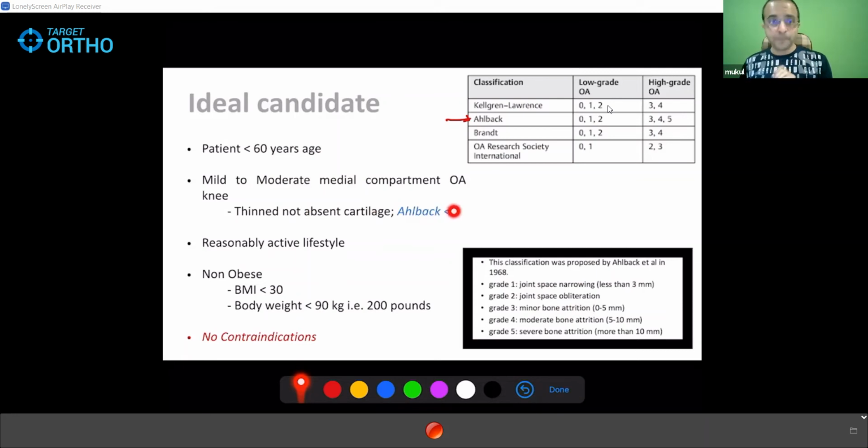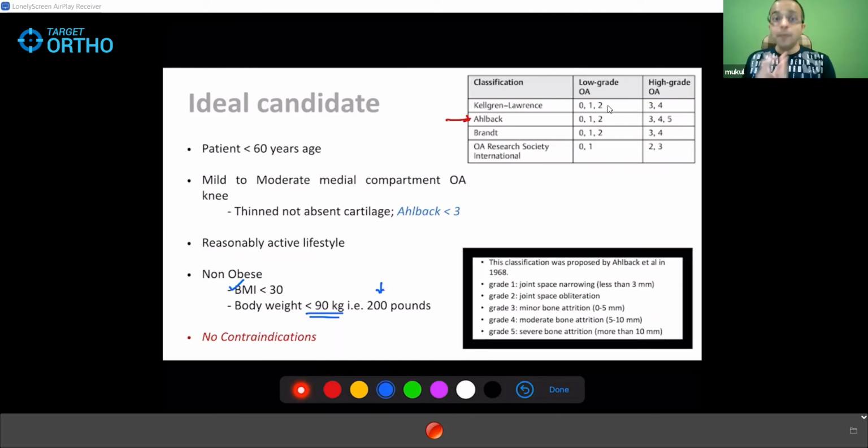Very important, an active lifestyle has to be there with the patient. That is the only reason for doing a knee sparing surgery. Then the person should not be obese. Now, obese has been defined very strictly in the criteria. One is that BMI has to be less than 30. That is something you can always calculate. And in terms of body weight, most of the English literature says less than 200 pounds, which means less than 90 kg. So you can go with HTO up to a weight of 90 kg in a person.